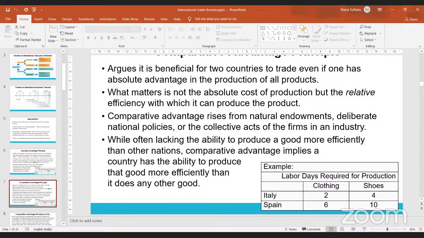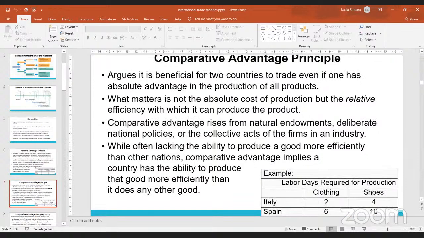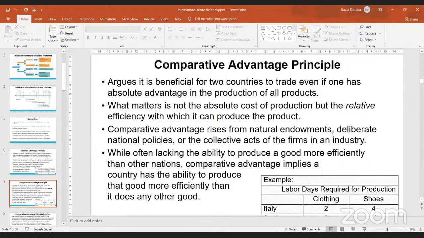The third theory is the theory of competitive advantage, or sorry, comparative advantage, which was given by David Ricardo, where he talks about two countries competing with one another.